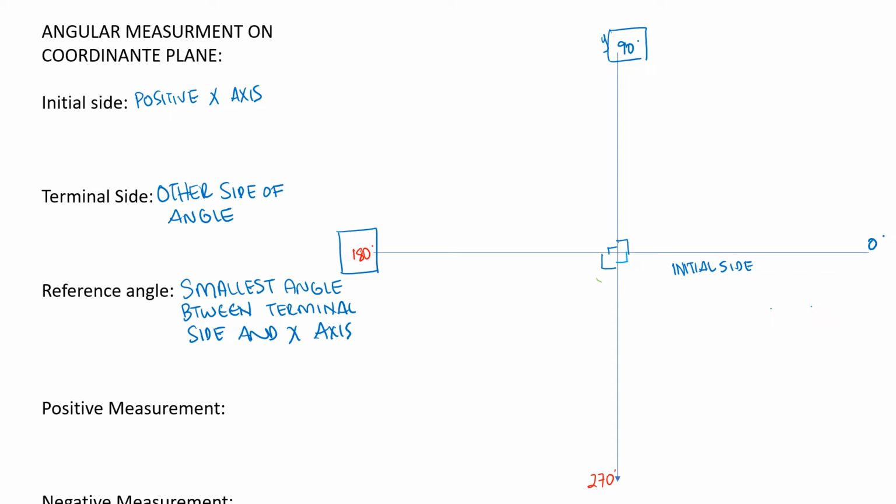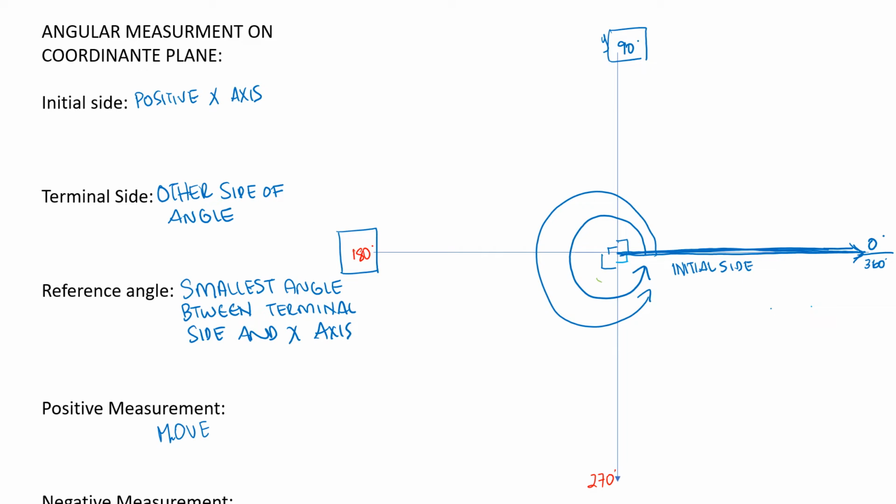So this is also 360 degrees, 0 degrees or 360 degrees, either way, because you could either start here and not go anywhere, and that would be 0 degrees, or you could start at your initial side, go all the way around, and that would also be 360 degrees. So same thing. And notice again, positive measurement is when you move counterclockwise. If I start at my initial side and I go this way, that's positive measurement.